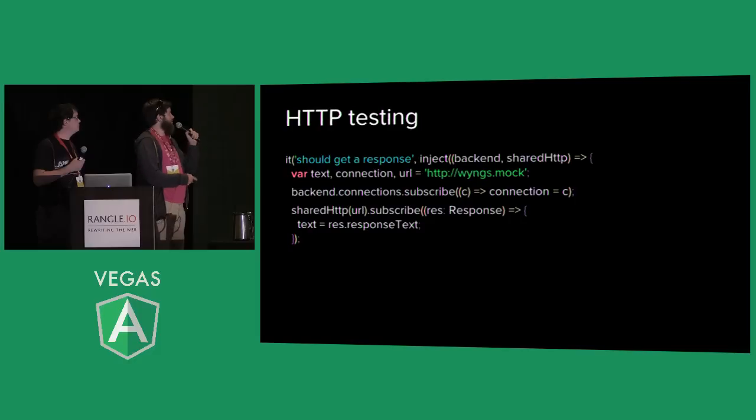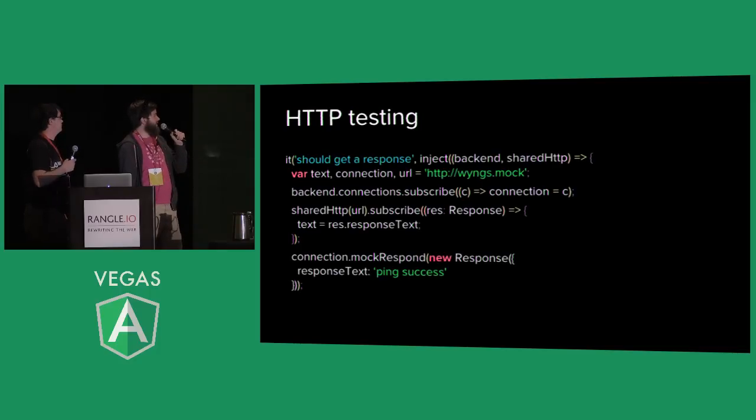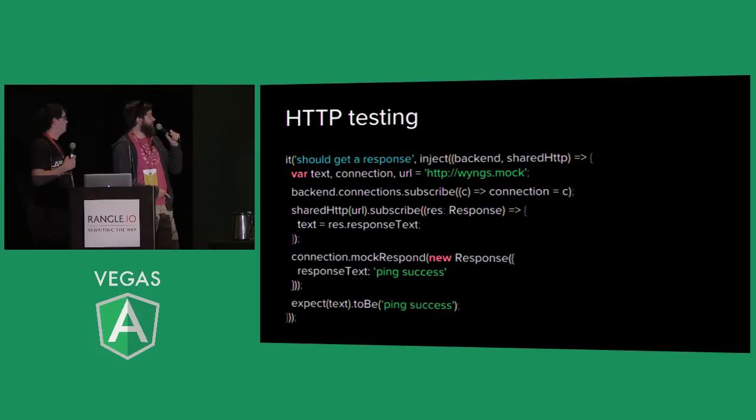And then we make a call to fetch this URL and subscribe to that. And in our handler here, we're setting the outer variable of text to the response text of the response. So nothing's happened yet until we did the request and subscribed to it, which created a new connection. And now, since that connection should be set to the outer variable, we can create a mock response to that connection where we have text of ping success. Finally, we can check that the text was set to ping success.